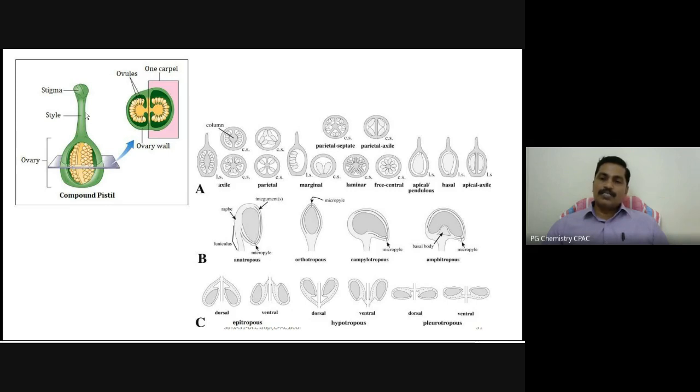All those things are seen in the arrangement of the ovule in the ovary. The ovule is present in the locule in different directions. So this is a different type of ovule; we will discuss it in later portions. We have a separate chapter, that is embryology. In that we will discuss this ovule arrangement.